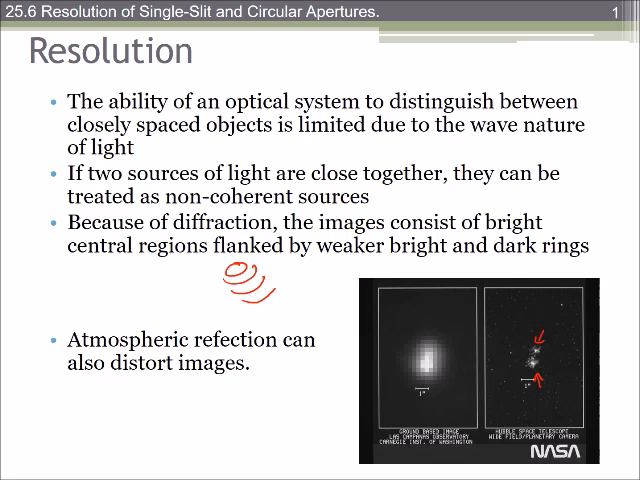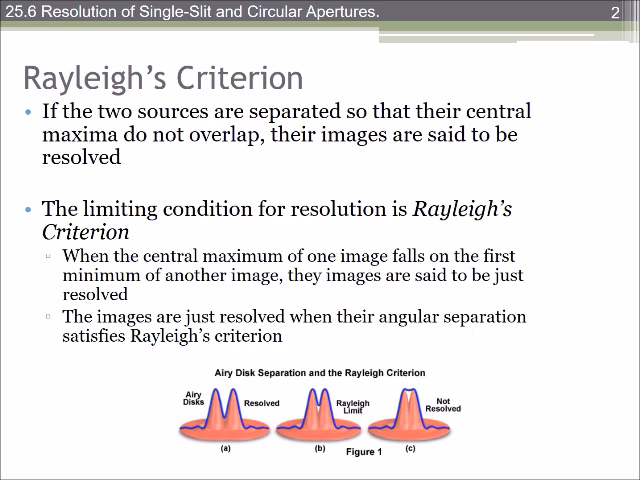Because of this diffraction, the images consist of bright and dark fringes, which we don't typically pick up with our eyes, but we can pick them up with instruments. And then, particularly with telescopes, atmospheric effects can have a distorting effect on images. To determine the limit of the smallest things we can see given a certain microscope or telescope and a given wavelength, we'll use Rayleigh's criterion.